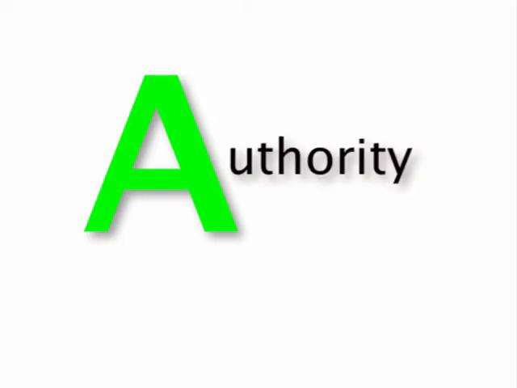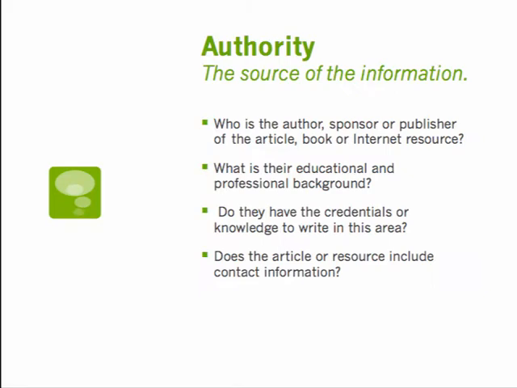Next come the two A's. The first A is for authority. Authority refers to the author, sponsor, or publisher of the source. Questions that you may want to answer include: who is the author, sponsor, or publisher of the article, book, or internet resource? What is their educational and professional background? Do they have the credential or knowledge to write in this area? Does the article or resource include contact information? To find out information about the author, you might want to do a web search on the author to see what you can find. Often in scholarly articles, a brief biography will be presented, which may be useful too.